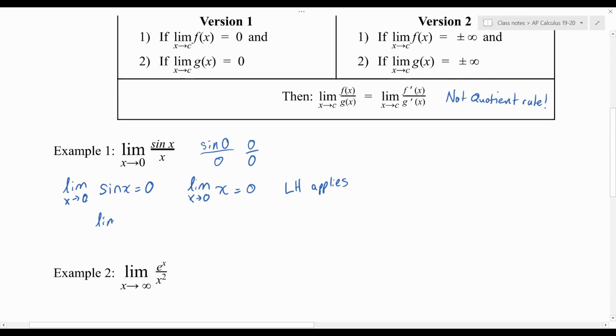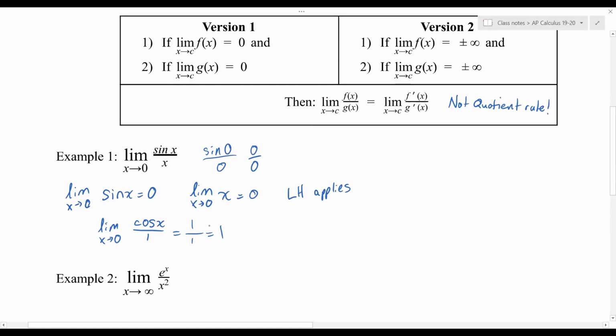So the limit as x approaches 0: we take the derivative of sine of x, which is cosine x. The derivative of x is 1. Again, we're not using the quotient rule here. We're taking the derivative of each part of the fraction separately. Now let's plug in 0. Cosine of 0 is 1, and in the denominator, we just have 1. So our limit is equal to 1.